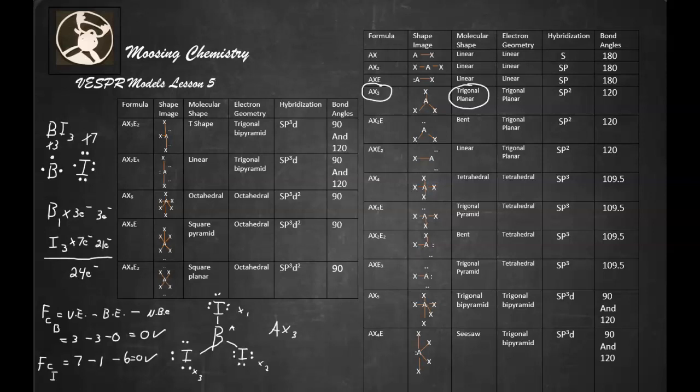Its hybridization is sp2. And the bond angles are 120 degrees. Okay, so what that means is that, for example, from here to here is 120 degrees. Here to here is 120 degrees. And of course, from here to here is 120 degrees.